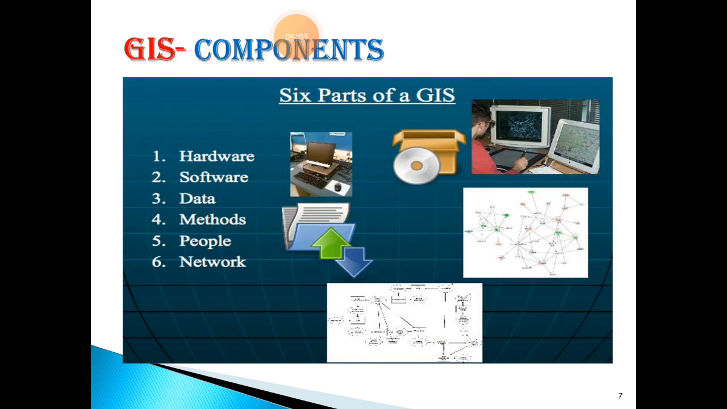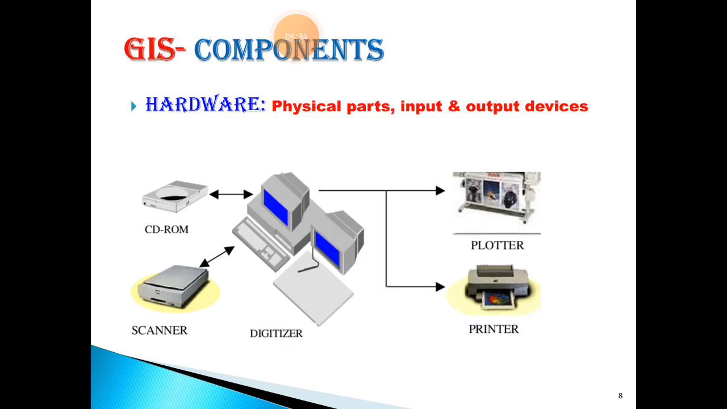After understanding the definition, next we will move on to the components of GIS. There are 6 components of GIS. Now we shall understand each of them one by one. The first one is hardware, second is software, third is data, fourth is methods or procedures, fifth is people, and the sixth one is network. All together work for the technology of GIS. So we shall understand the components of GIS one by one.